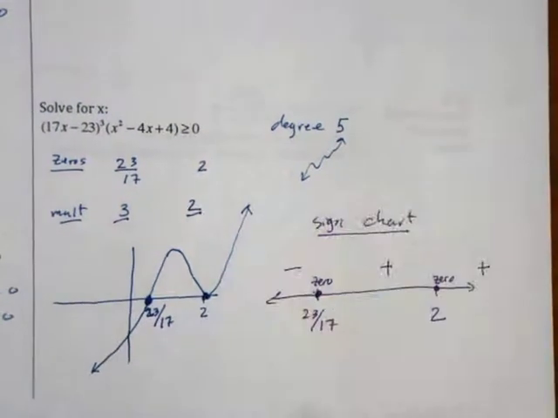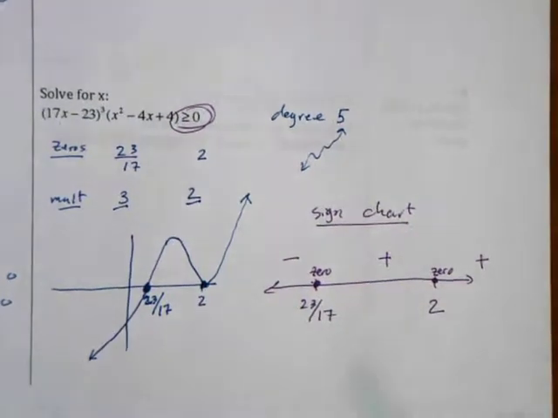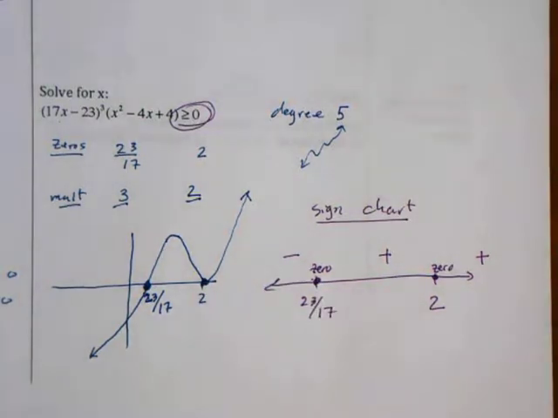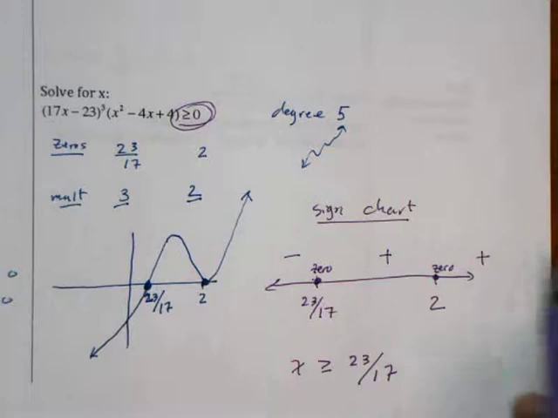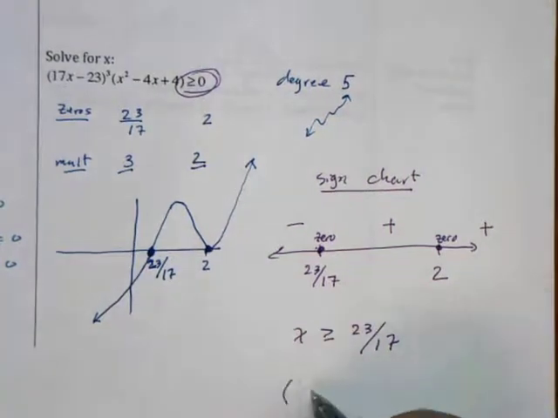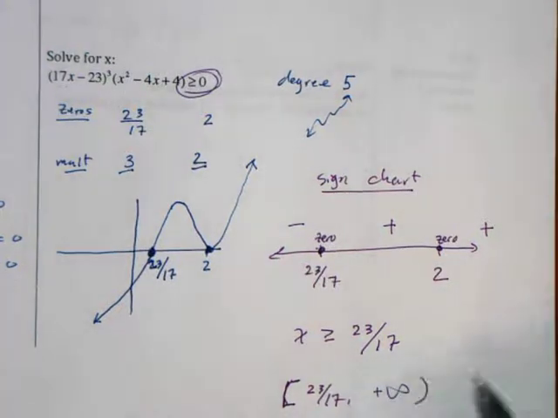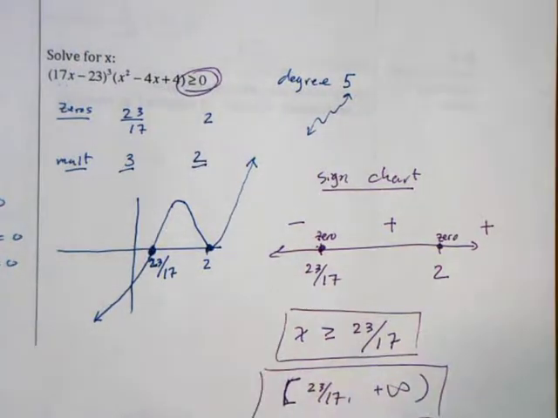And our question is, where is the function greater than or equal to 0? Well, you can see it's basically from 23 over 17 and going towards the right that satisfies the answer. So we can say x is greater than or equal to 23 over 17, because this is 0, and all of this stuff is positive over here. We can also write it in interval notation. Should get a bracket here, 23 over 17 onwards to positive infinity. So either of these solutions here are completely correct.